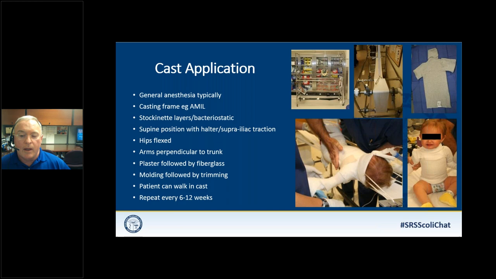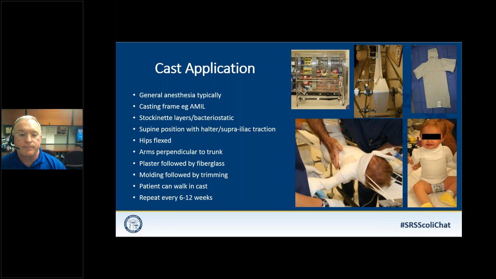The patient's put under a general anesthetic, and when under an anesthetic with intubation, we like to protect the ears and evacuate the air out of the stomach. We like to support the arms in a hands-out perpendicular position, slightly flex the hips, and put some halter traction at the neck and some straps over the pelvis to get a little bit of inline traction. Most casts these days are a plaster layer followed by a fiberglass layer if we're following some of the more popular methods. And once the cast is on, it's trimmed and the patient can walk, and it's typically repeated every 6 to 12 weeks, depending on the age of the patient.